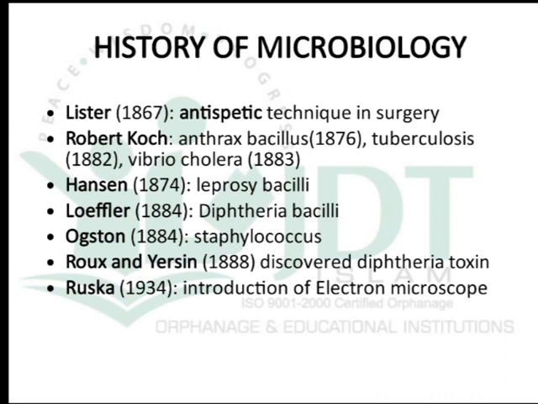And after that, Robert Koch discovered many microorganisms like anthrax bacillus, tuberculosis bacillus, and Vibrio cholerae. Hansen discovered the leprosy bacillus in 1874, and in 1884 Loeffler discovered the diphtheria bacillus. Then in 1884 Ogston discovered staphylococcus, and Roux and Yersin in 1888 discovered diphtheria toxin. And Ruska in 1934 introduced the electron microscope, with a shorter wavelength and more resolving power.